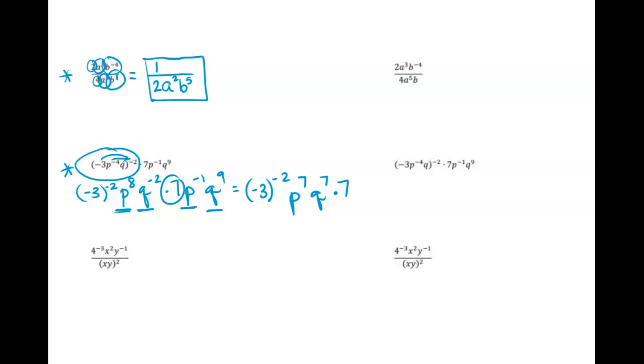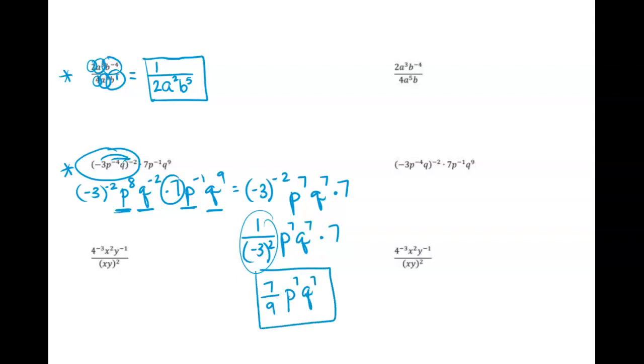So negative 3 to the negative second is 1 over negative 3 squared. And then we have p to the 7th, q to the 7th, and 7. So 1 over negative 3 squared is 1/9. Multiply that by 7. We have 7 over 9, p to the 7th, q to the 7th. You could write this as 7p to the 7th, q to the 7th over 9 also, if you wanted to.